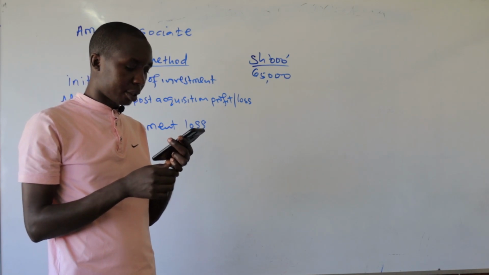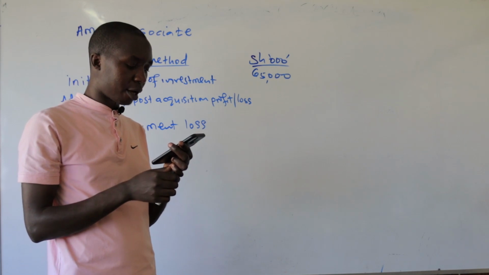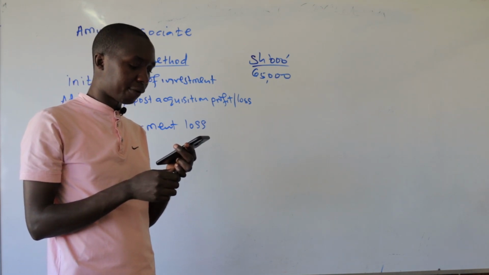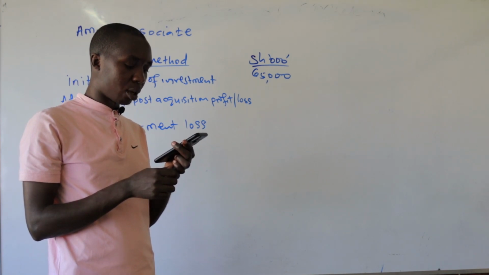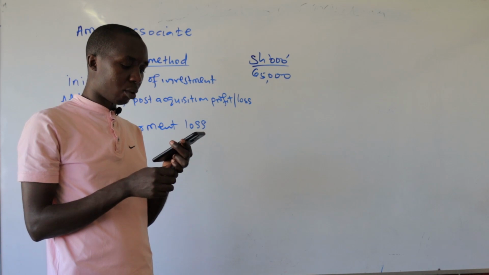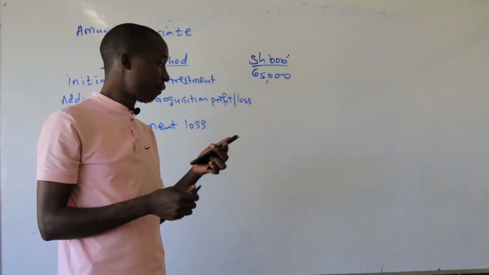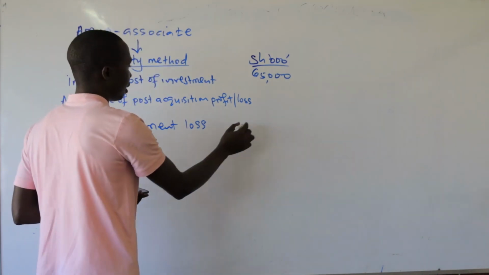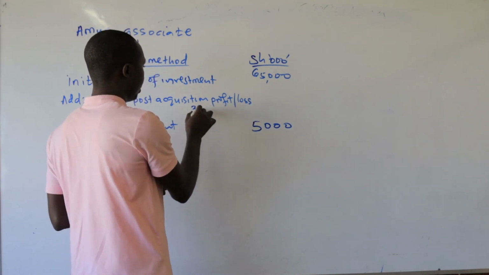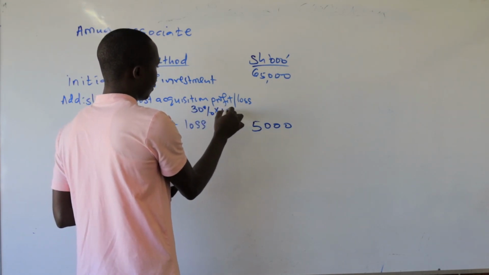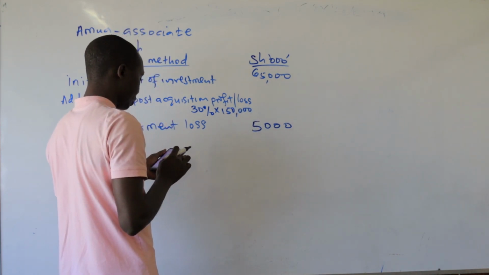And you are told that impairment test, that is additional information number 5, impairment test performed on 31st March 2022 revealed that the investment in Amua Limited had been impaired by 5 million. So we have 5,000 here. Then on the other side here, you say 30% of the 150,000.